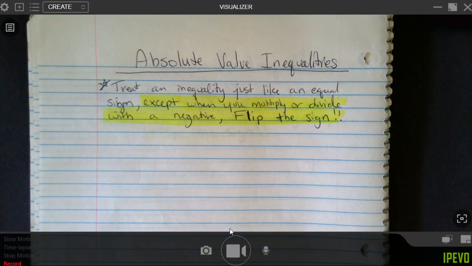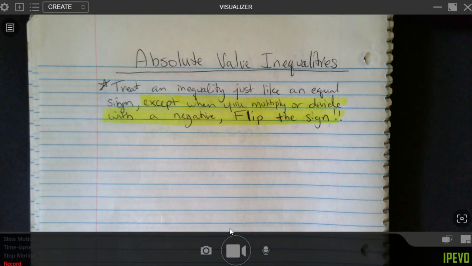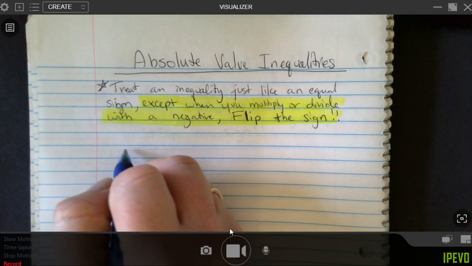So, absolute value inequalities. Remember, we treat an inequality just like an equal sign, except when you multiply or divide with a negative, flip the sign. So that means we're just going to approach it like normal.